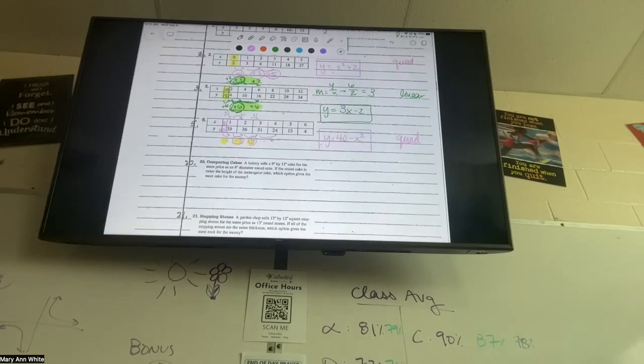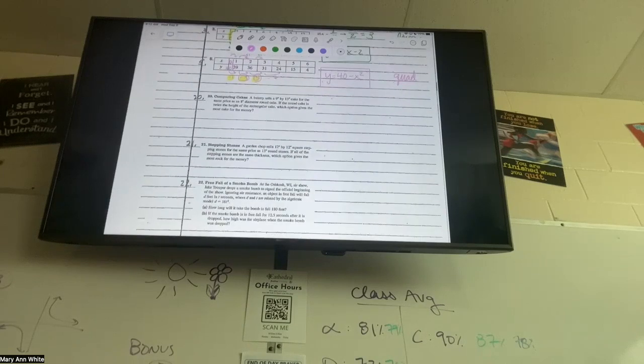All right, we got a few word problems. You guys ready to move on to some word problems? Okay. This next one, it says a bakery sells a 9 by 13 cake for the same price as an 8-inch diameter round cake. Okay, we're gonna stop and we're gonna draw a quick picture, okay?